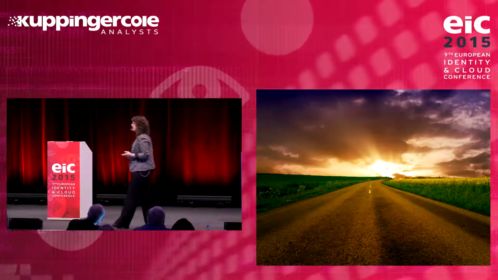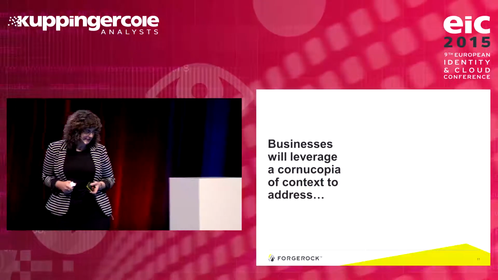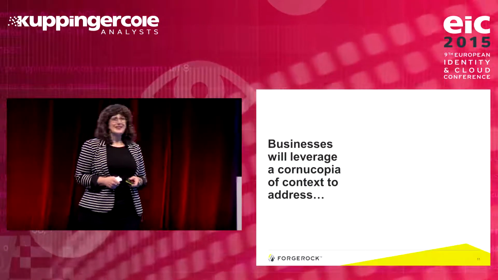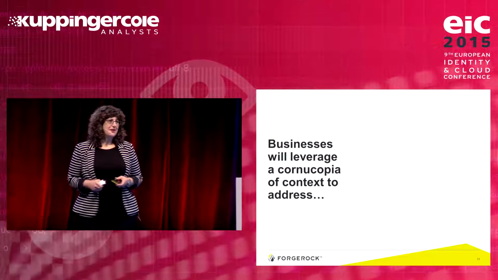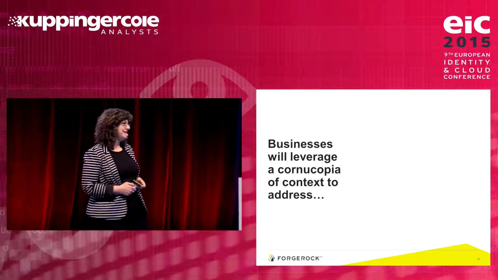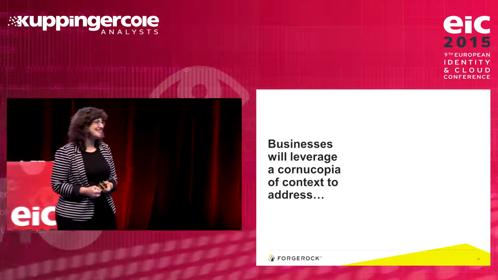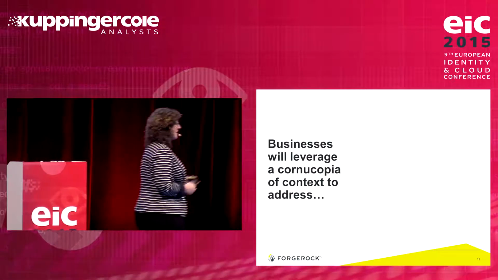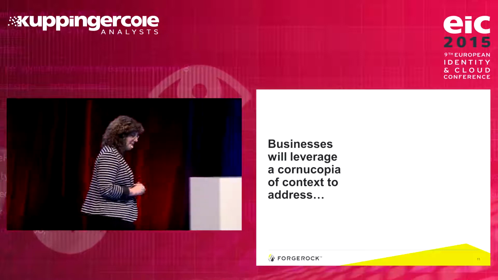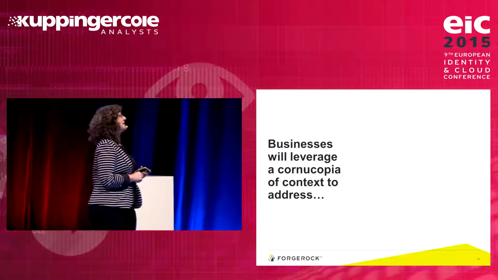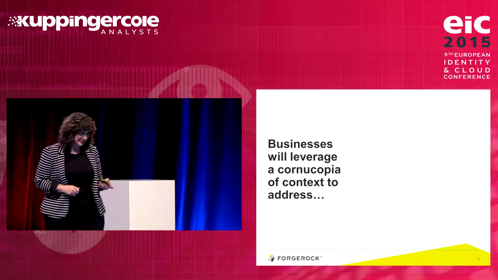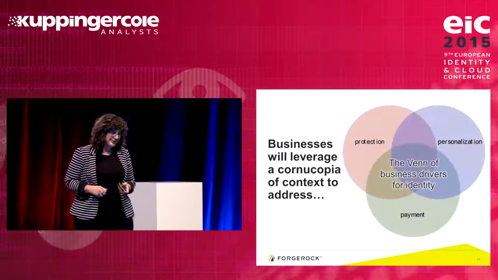So I'll make three predictions. I'm going to lay a Venn on you. You guys may have heard I'm sometimes known as the Queen of Venn. I like Venn diagrams. So this isn't actually a super new Venn, but I've been perpetrating it on some people lately. So my prediction: businesses will leverage a cornucopia of context to address what I'm calling the Venn of business drivers for identity.